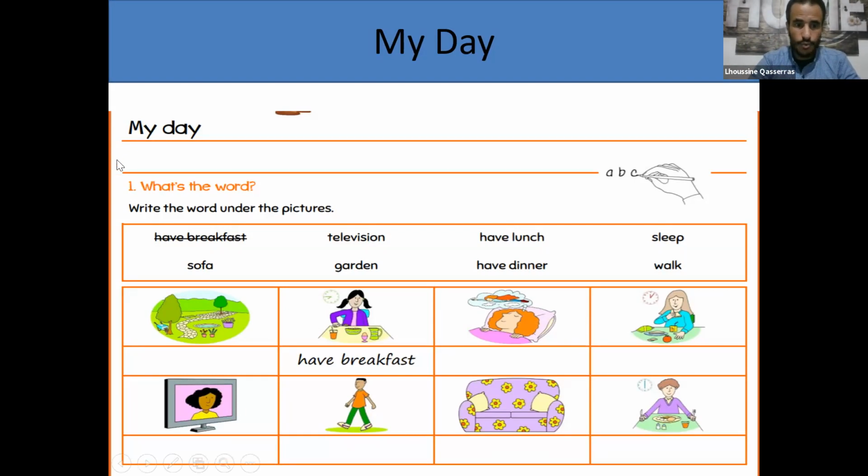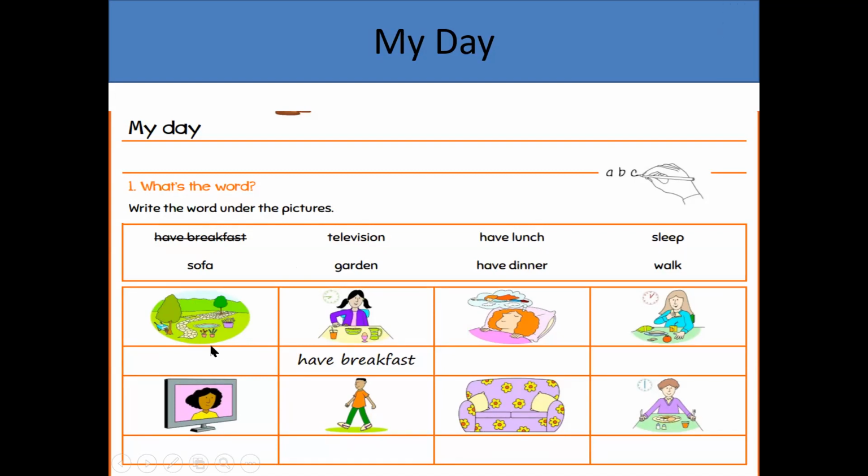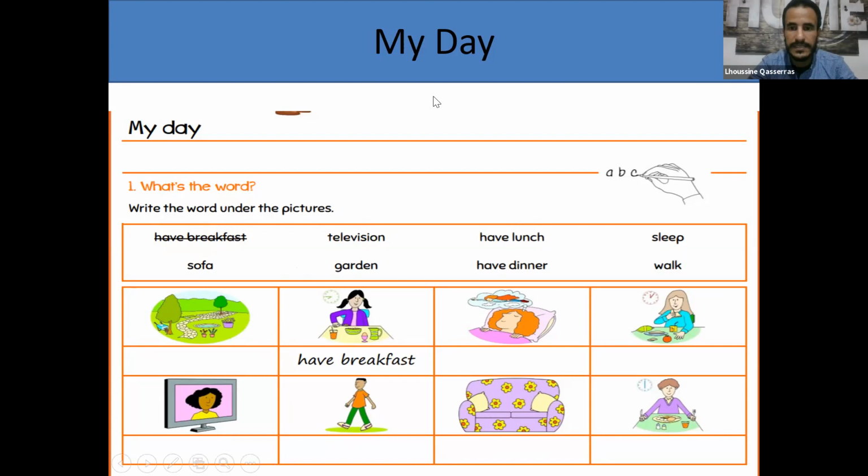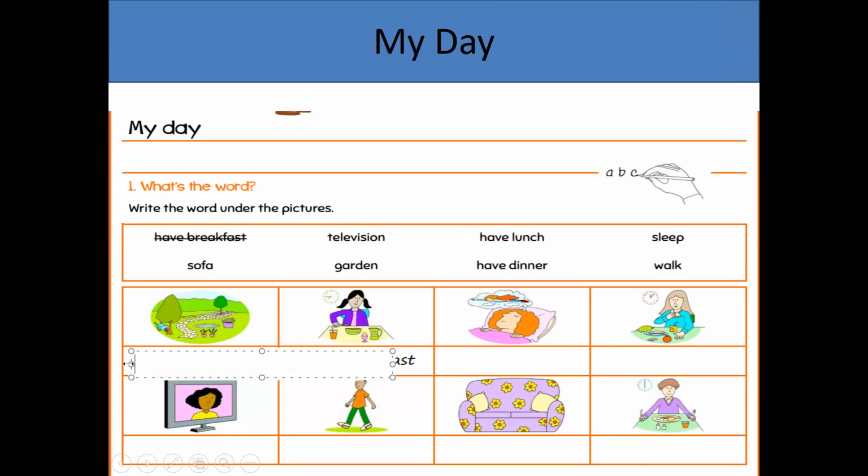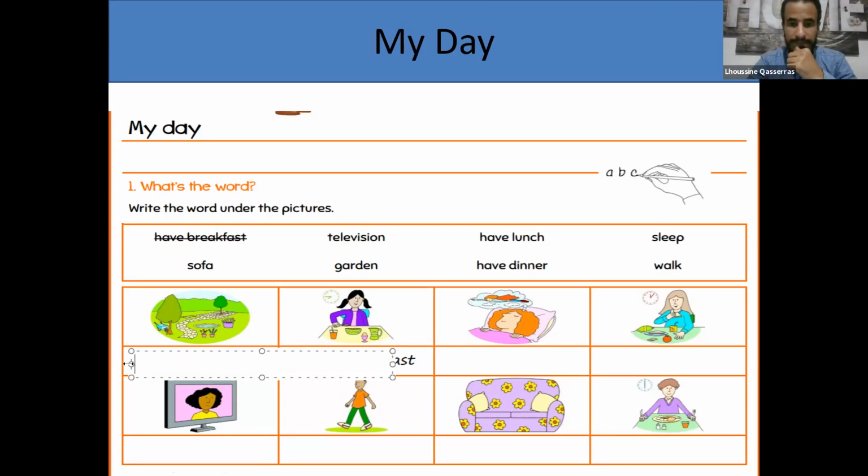So my day, what's the word? Write the word under the pictures. You can put them again in groups or in pairs, and they have to write. Have breakfast. Television, which one? So number 1, let's do it all together. Number 1, play the role of the young learner. Number 1. Garden. Garden. You agree? Yes. Good. So they write here, walk, garden or park. What do you say? So garden. Good. Now picture number 2 is have breakfast.